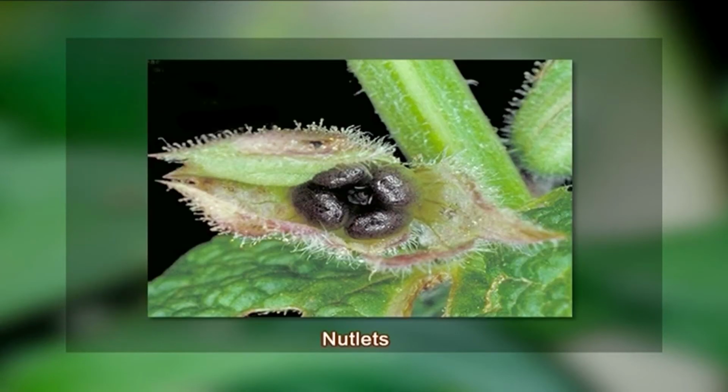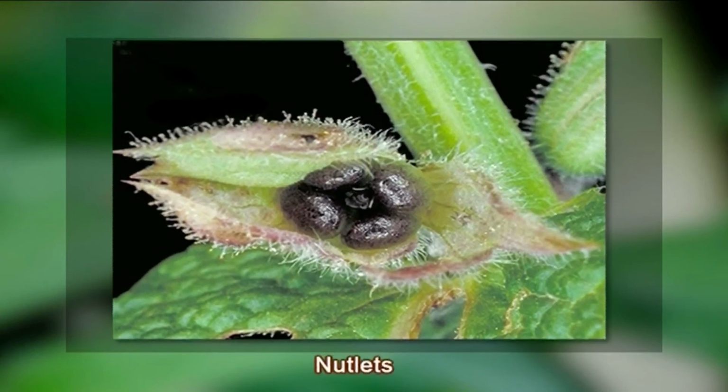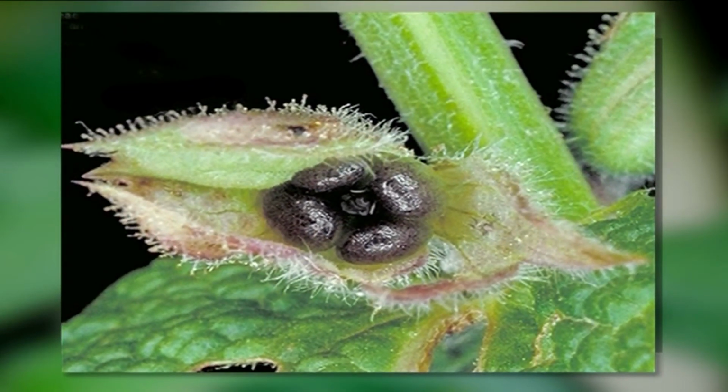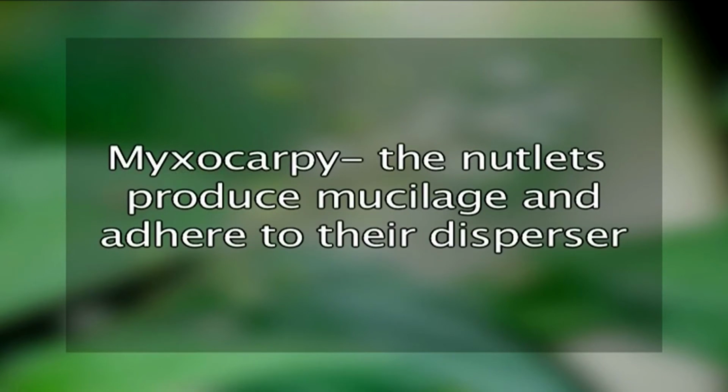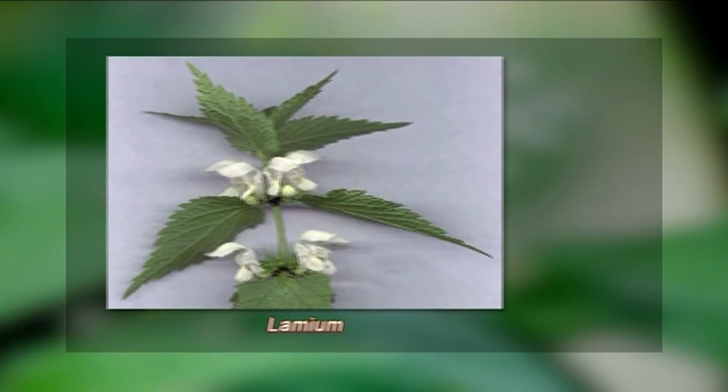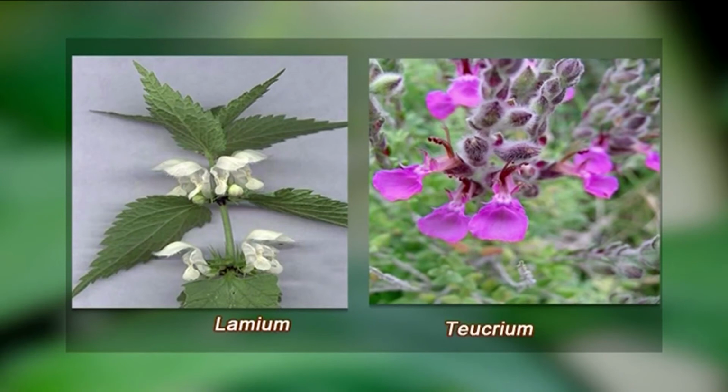In many species where we have nutlets as fruits, they are merely shaken from the persistent calyx by the action of either wind or water. The nutlets may also be eaten by birds or they get dispersed by water. Another type of fruit dispersal is called myxocarpy, wherein the nutlets produce mucilage and thus get adhered to their disperser. Myxocarpy is common in the subfamily Nepetoideae, while the large genera such as Lamium and Teucrium may have myrmecochorous nutlets.